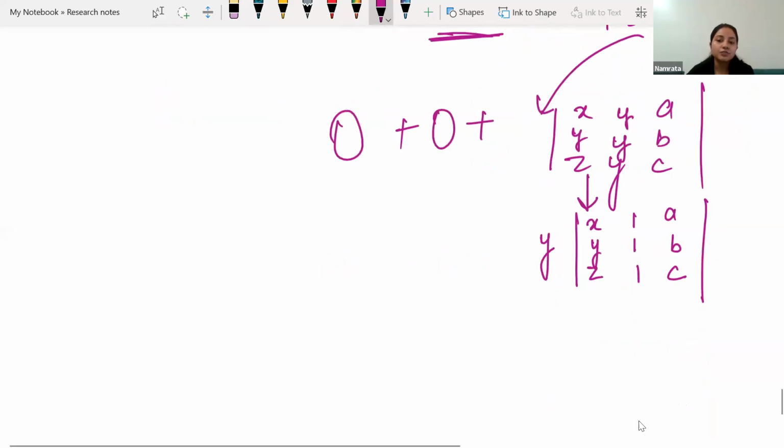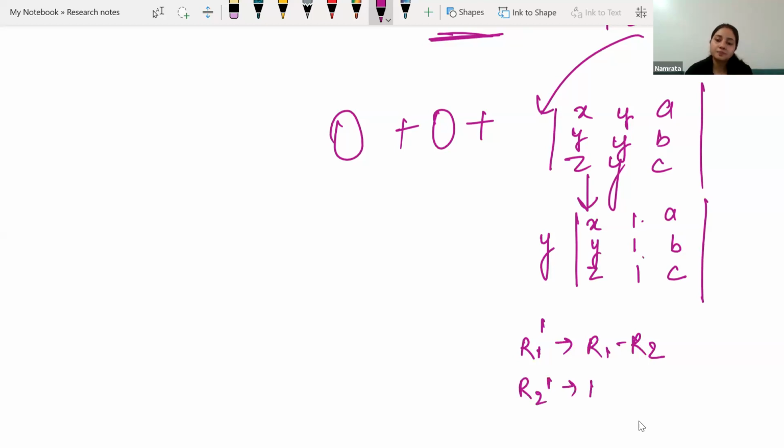Now 1, 1, 1, if you can see here, elementary operation, again I can apply like the previous one. Or you can directly also expand, it's completely your choice. So row 1 dash will be row 1 minus row 2, the same operation, because I want to make this 0, and the last one will be as it is. Row 2 dash will be row 2 minus row 3.